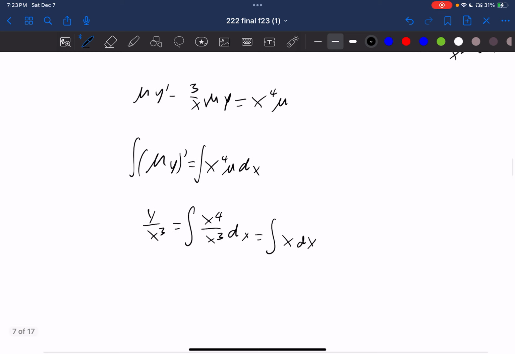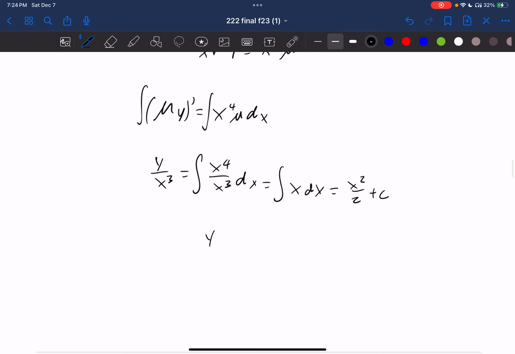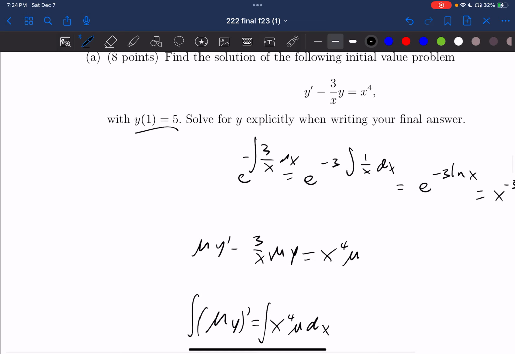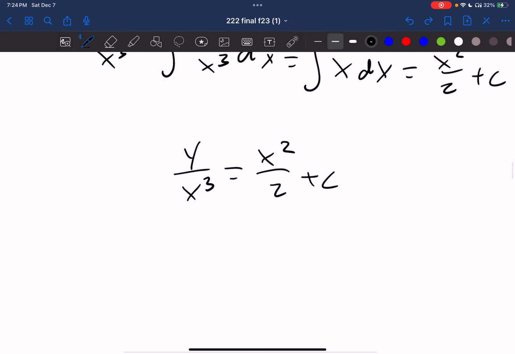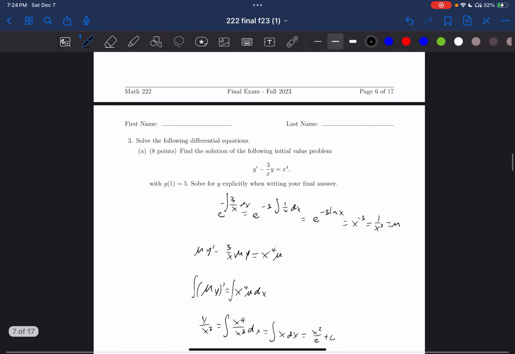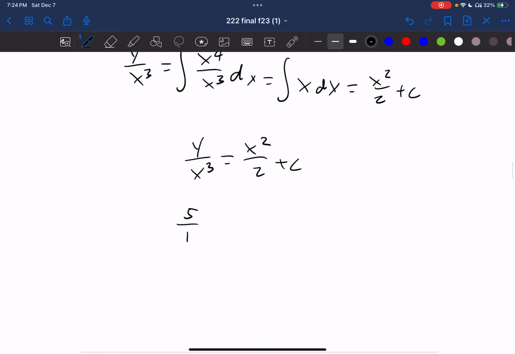Okay, so from this, the integral of this will just be equal to x squared divided by 2 plus c. So y over x to the third power is equal to x squared divided by 2 plus c. And when x is equal to 1, y is equal to 5. So 5 over 1 will be equal to 1 over 2 plus c.